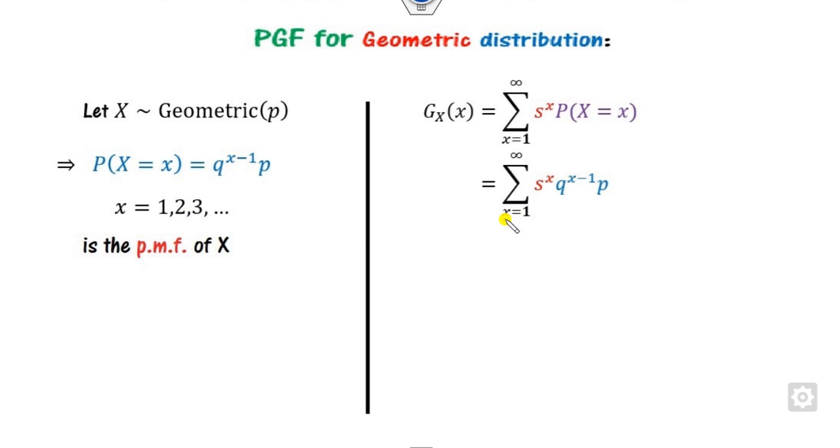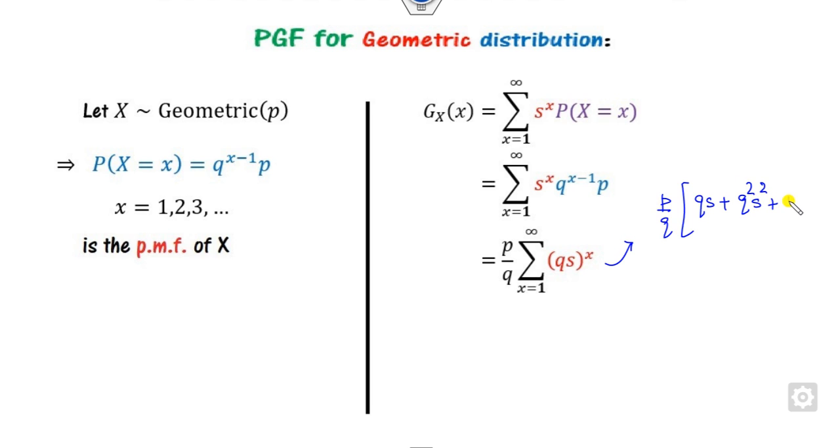Now since the limits start from x, what is that? This p is common, so this is q raised to power minus 1. I can take p over q outside. What is that? If you open this bracket, what will happen? This is nothing but qs, this is q square s square, this is q cube s cube, and so on.